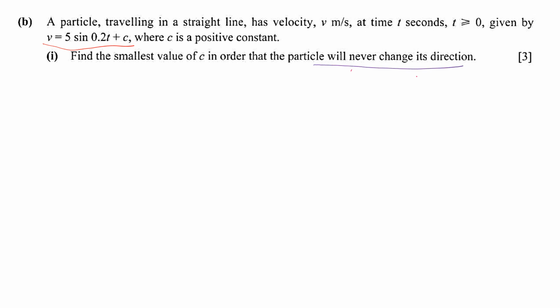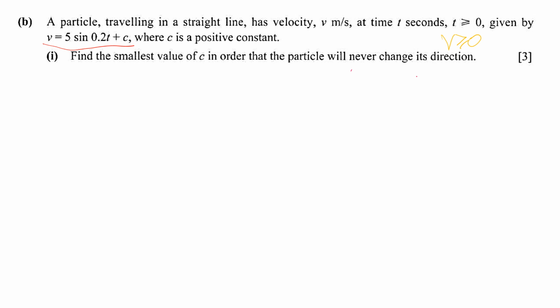What it's trying to say is, particle never changes direction means if the particle is travelling in a positive direction, it will always be positive, positive, positive. That means it just keeps travelling in a straight line. It won't make a U-turn. You make a U-turn when it changes direction. So that's what they're trying to say: your v is more than or equal to 0. But I'm going to use another way to explain to you.